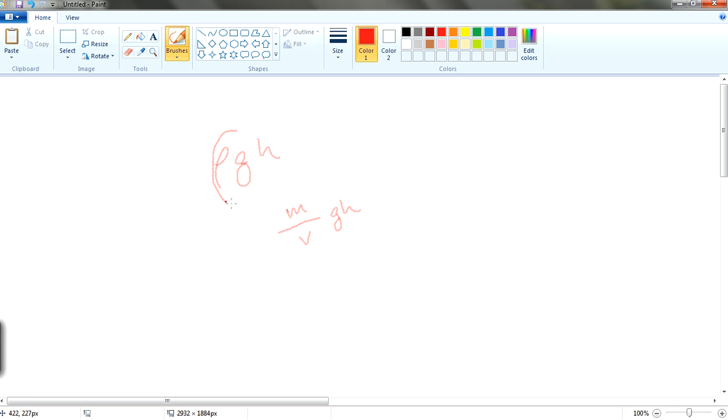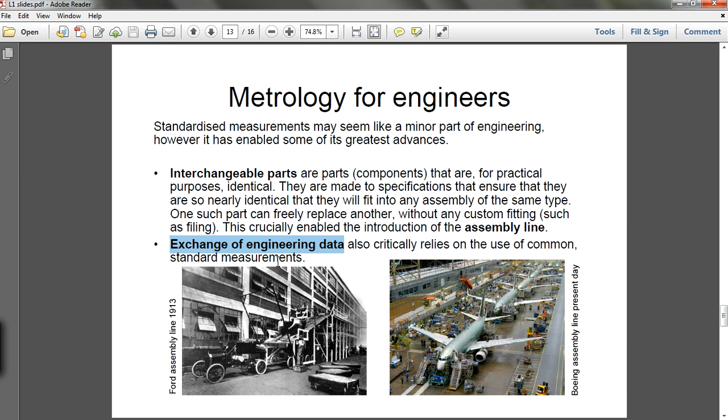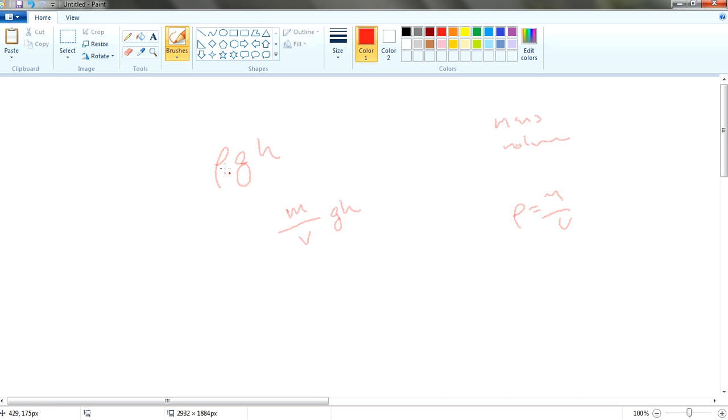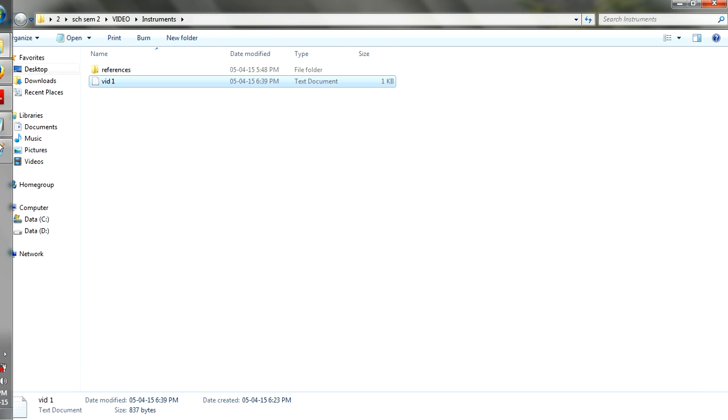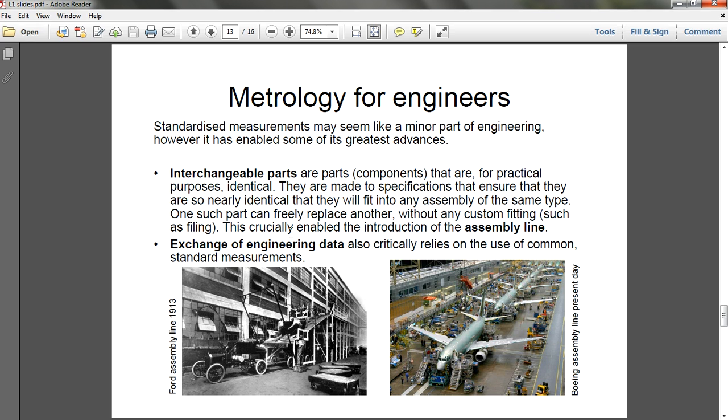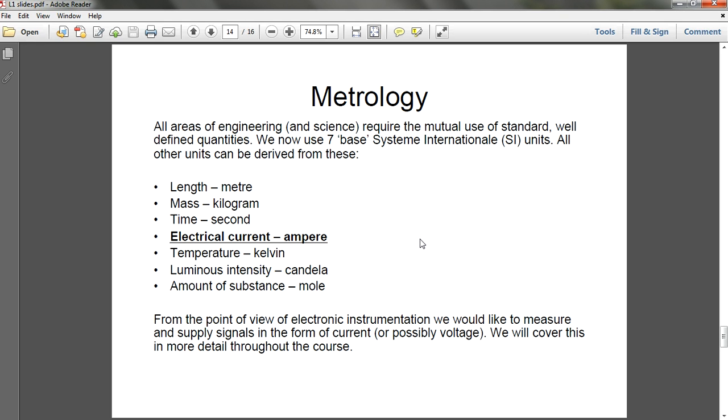Let's say you have rho in a formula, but you are given only mass and a certain volume. What you can do is substitute rho equals m over V, and then solve for that. Without metrology, you cannot even do this type of calculation, converting from one parameter to another. So just remember: interchangeable parts and exchange of engineering data. That's all.